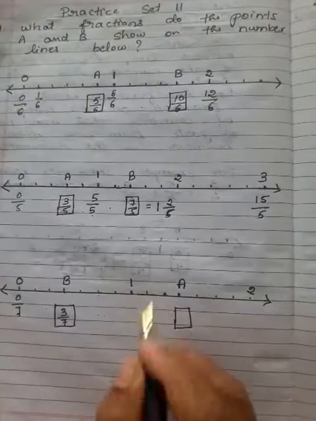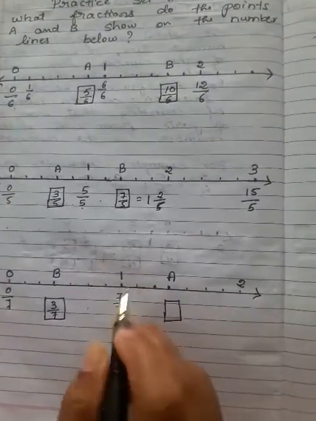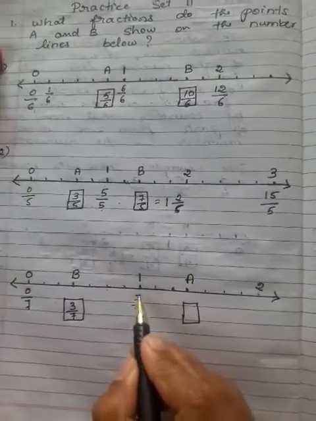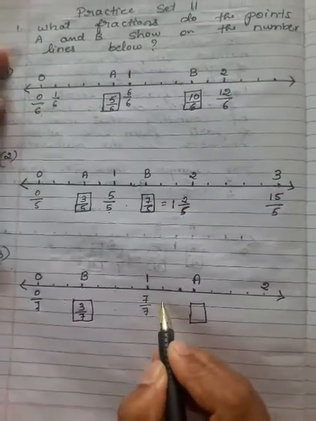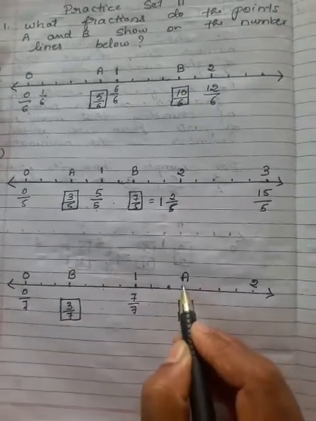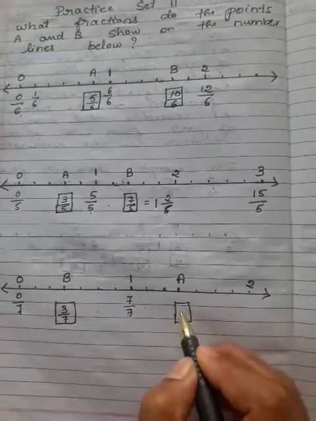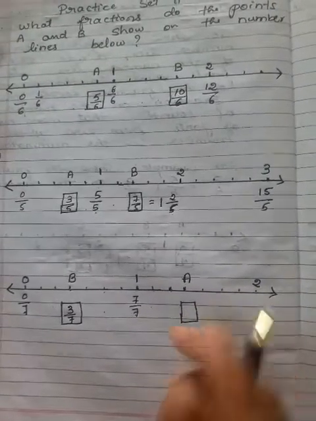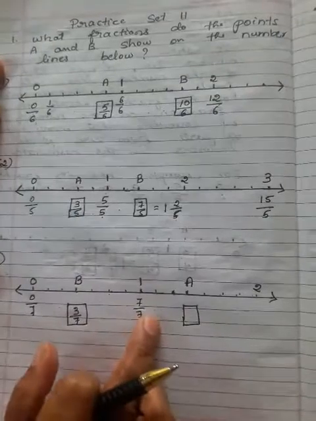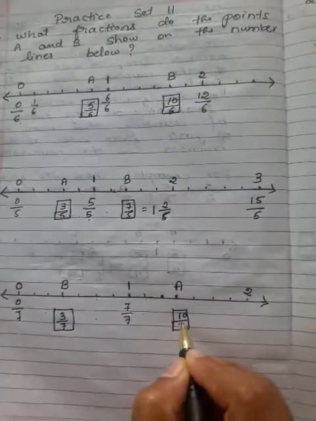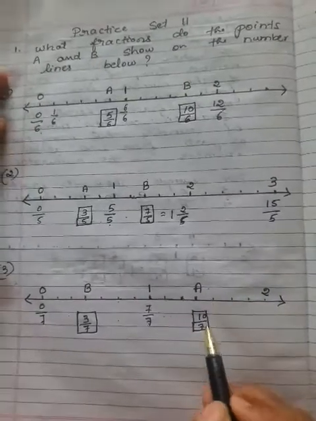This is 7 upon 7. So 7 upon 7 is equal to 1. Then the next fraction, this is 8 upon 7, this is 9 upon 7, and point A denotes how much? 10 upon 7, right? Now this is 7 upon 7, 8 upon 7, 9 upon 7, 10 upon 7. So the numerator is 10, the denominator is 7. So A denotes the fraction 10 upon 7.